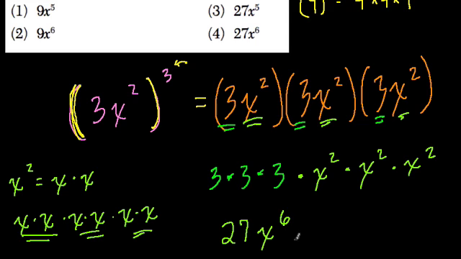And that's our answer. Now, a shortcut to this: you can take the exponent and distribute it to each part of the term inside, so that it's 3 to the third and (x squared) to the third, which is just x to the 6th. You can multiply those exponents.